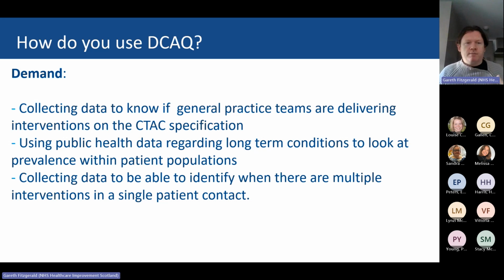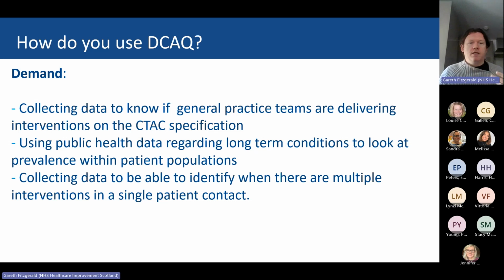We've mentioned here about using public health data regarding long-term conditions to look at prevalence within patients. Comparing the activity in the practice with the number of patients with conditions. Are you seeing them all? And those long-term conditions create demand in the form of monitoring requirements, prescriptions. You might need annual reviews when it looks to reauthorizing someone's repeat prescriptions.